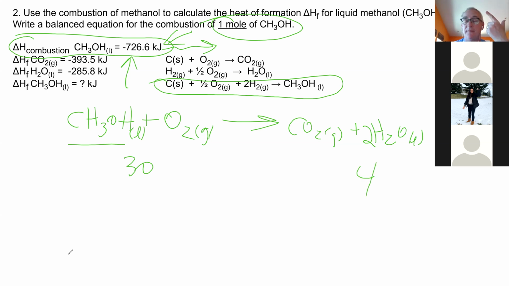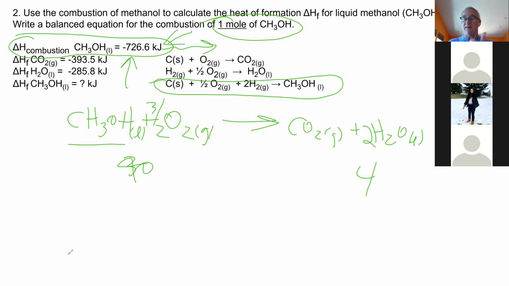Now, usually we would have to balance this reaction, we would put 3 over 2 here, right? Or 1.5, whatever you want. And then we'd have 4 on this side and 4 on that side. And then we'd multiply everything by 2 so that everything would balance and we wouldn't have any half numbers.